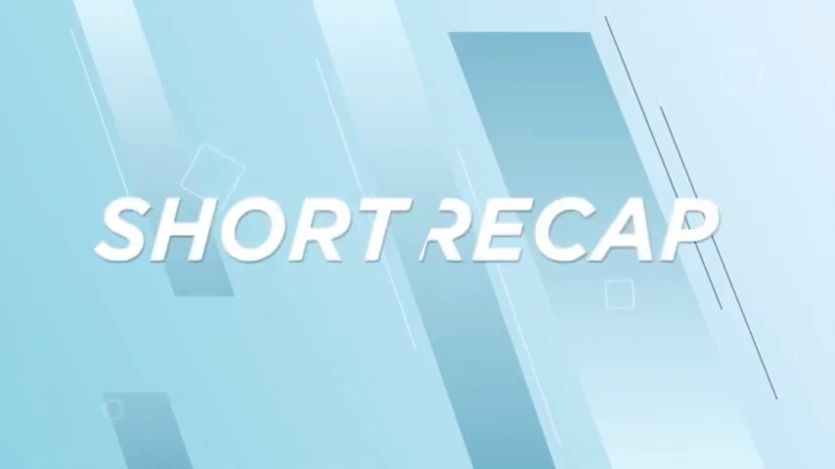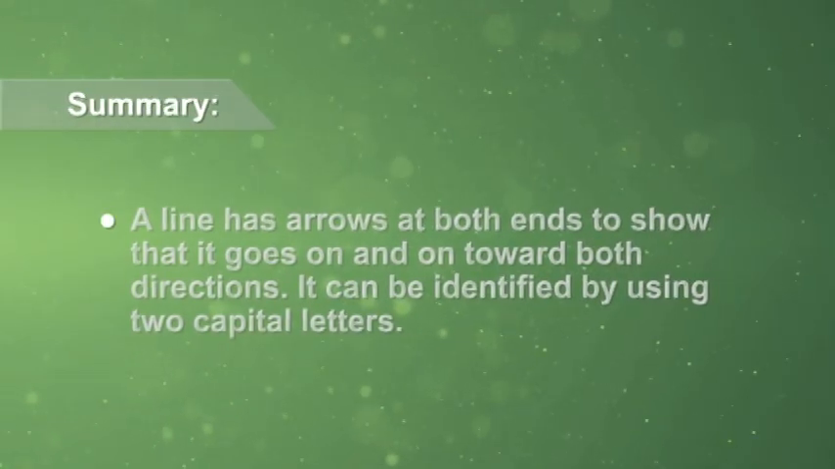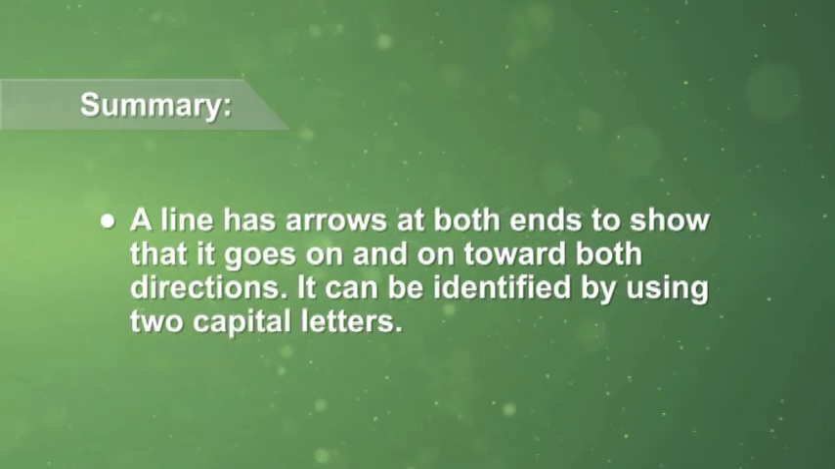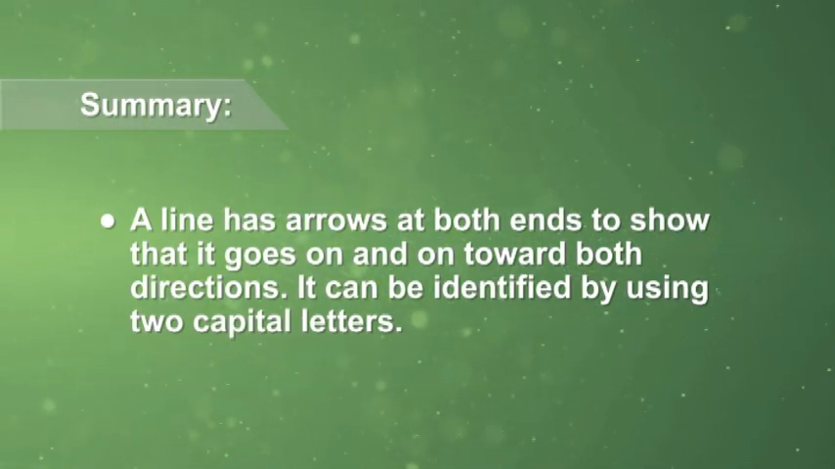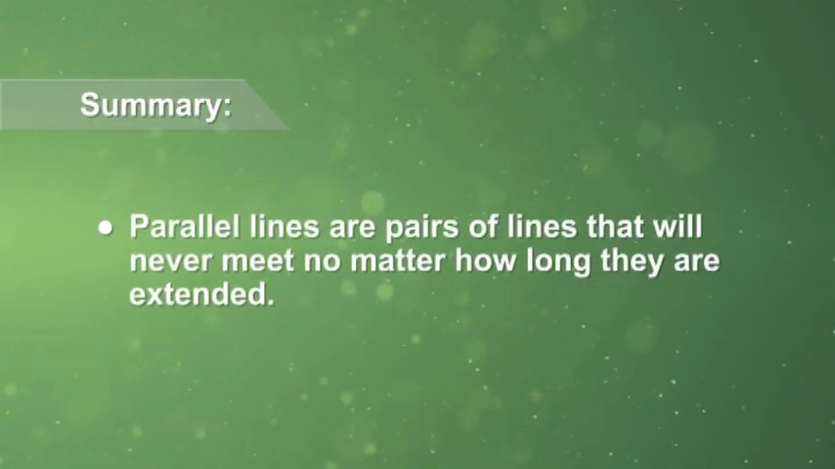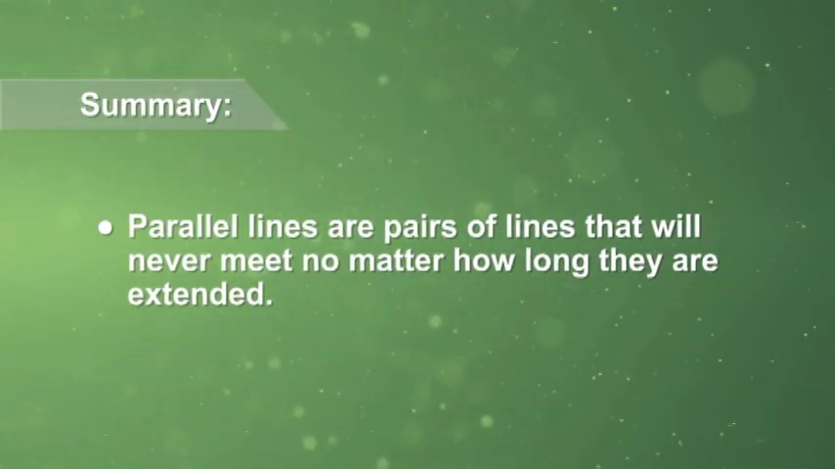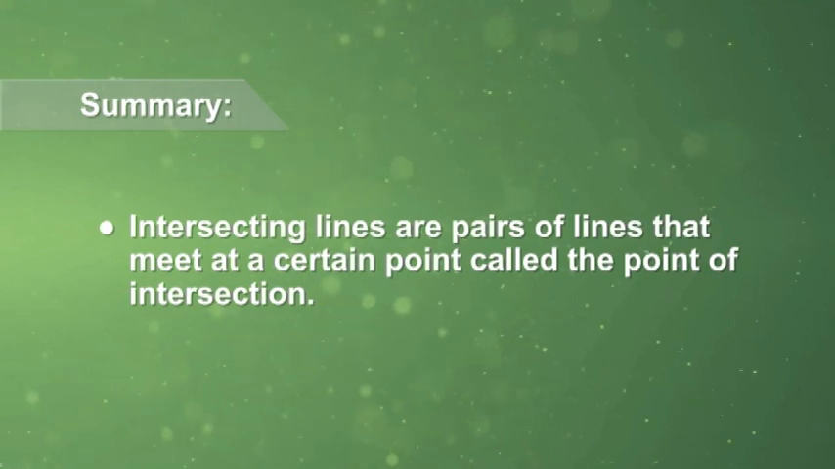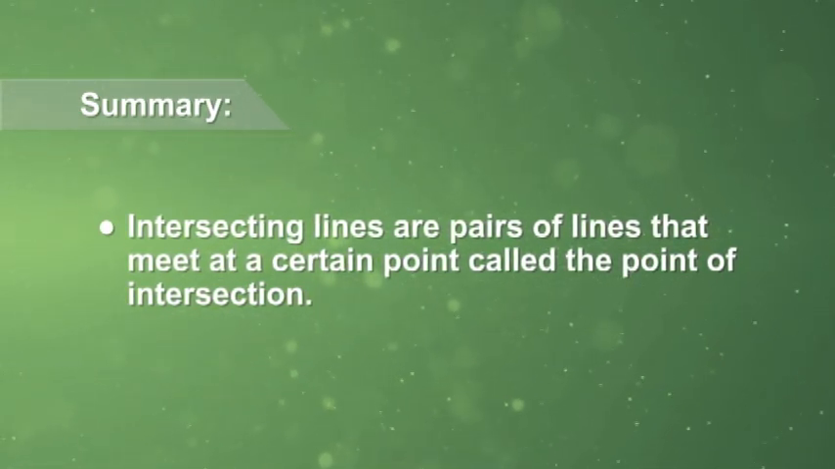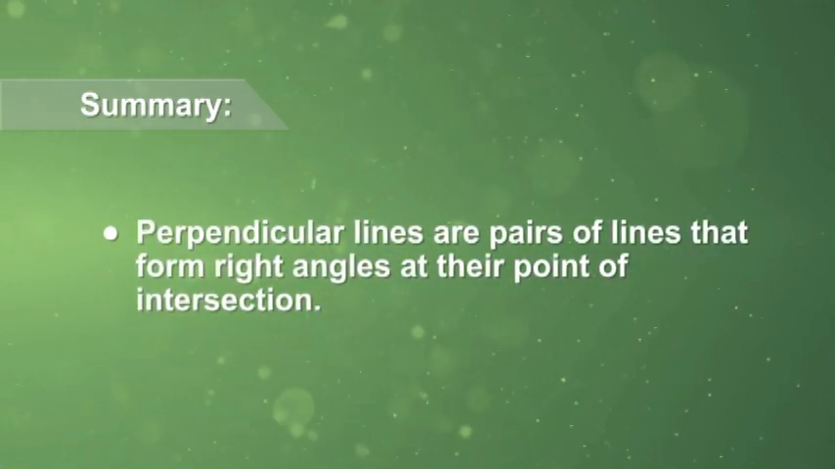Before we end this lesson, let's look back at what we learned. A line has arrows at both ends to show that it goes on and on toward both directions. It can be identified by using two capital letters. Parallel lines are a pair of lines that will never meet no matter how long they are extended. Intersecting lines are pairs of lines that meet at a certain point called the point of intersection. Perpendicular lines are pairs of lines that form right angles at their point of intersection.